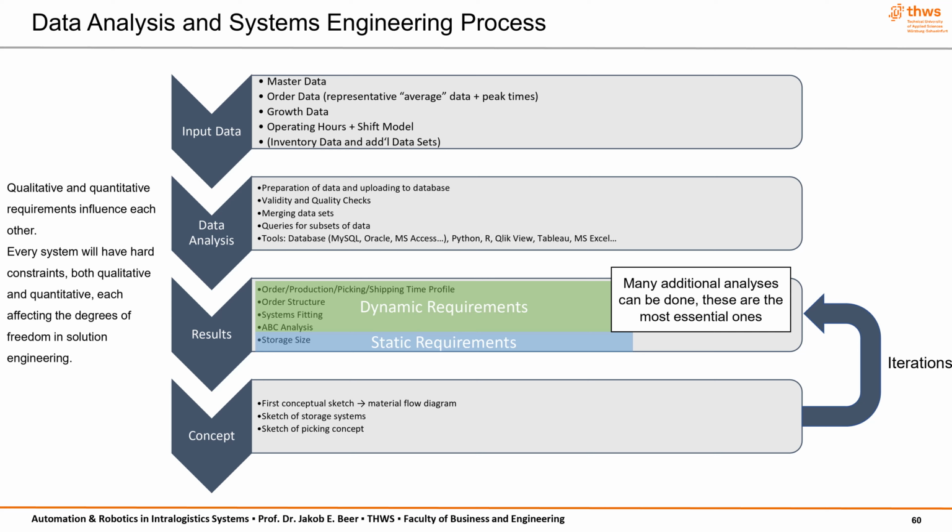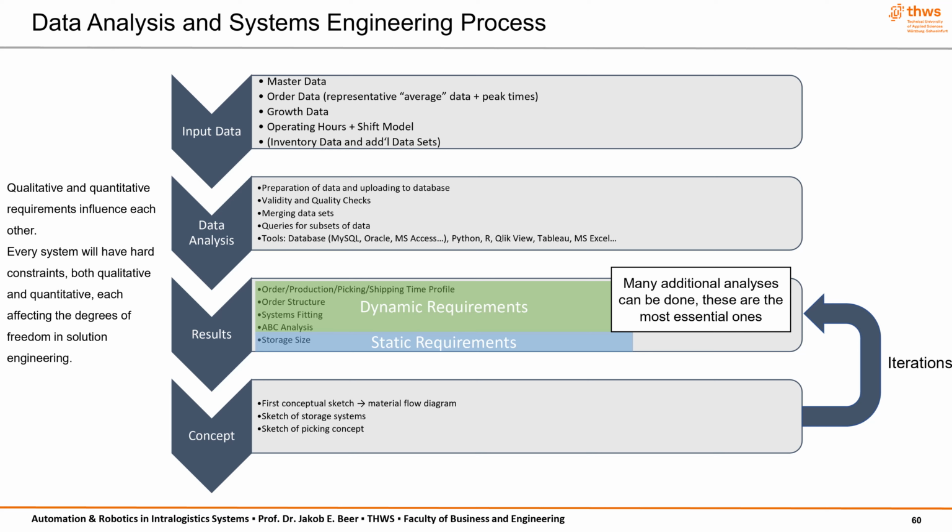Then we sketch the storage systems. Based on item profiles, we decide between pallet racks, flow shelves, and so on. And of course, we define the picking concept. Whether we use single order picking, zone picking, or goods-to-person automation depends a lot on the order structure and throughput goals. This conceptual design isn't the final blueprint, it's a first draft. And often it reveals inconsistencies in our assumptions or data. That's why the process loops back. We revisit earlier stages, refine our analysis, and adjust the concept.